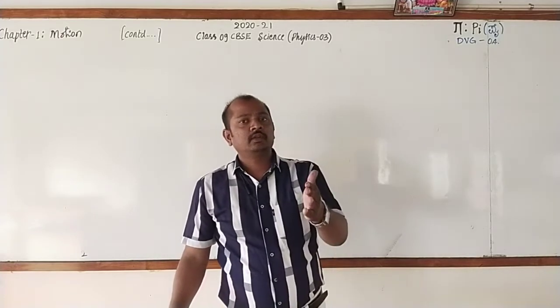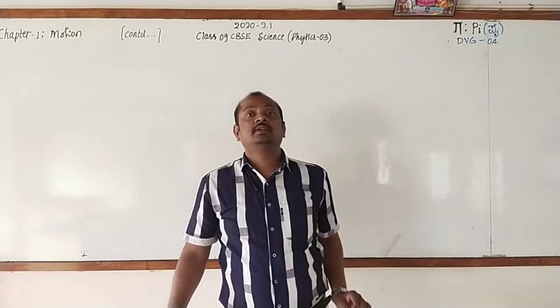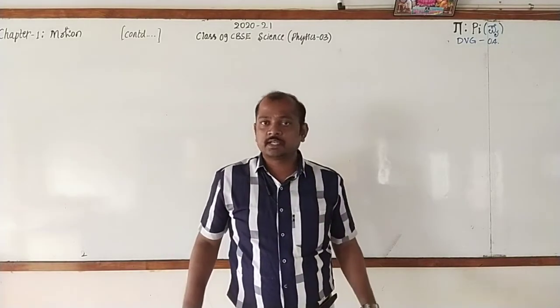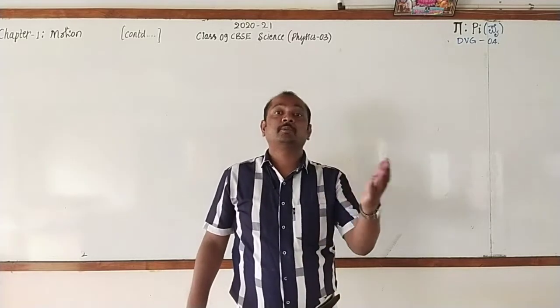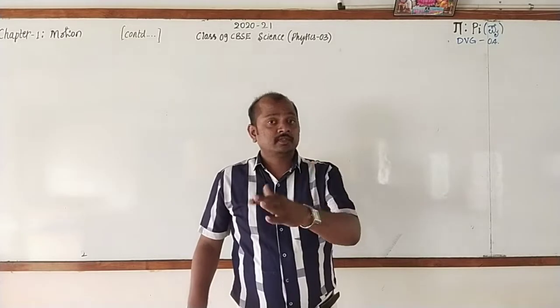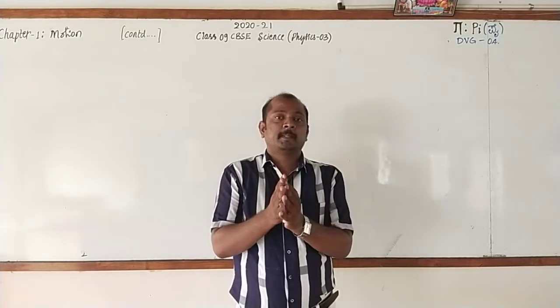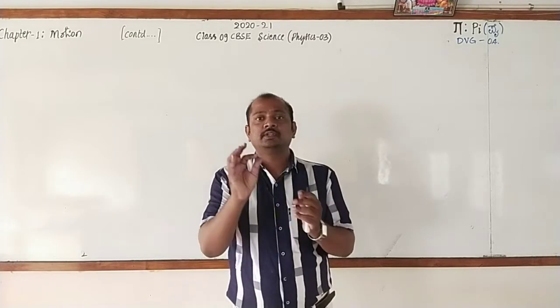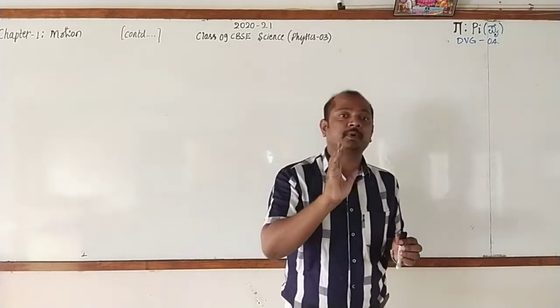Then could you tell the unit of speed? The SI unit of speed is meter per second. Other units are kilometer per hour, centimeter per second, kilometer per second, centimeter per minute, like that. So many units are there, but the standard unit is kilometer per hour. The SI unit is meter per second.